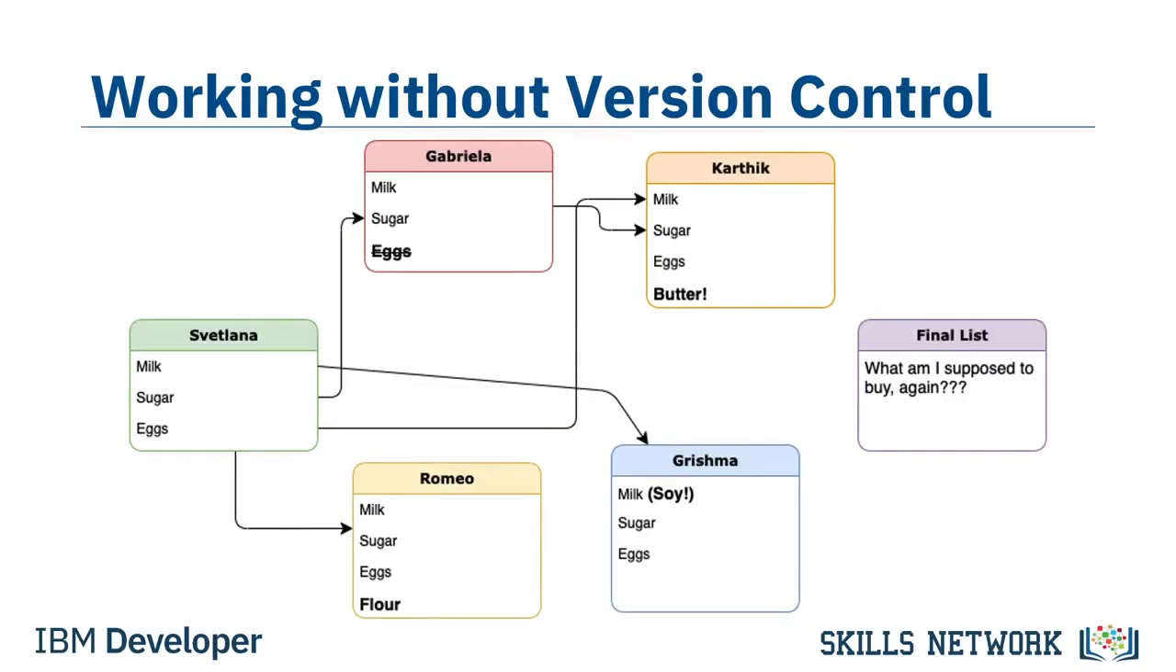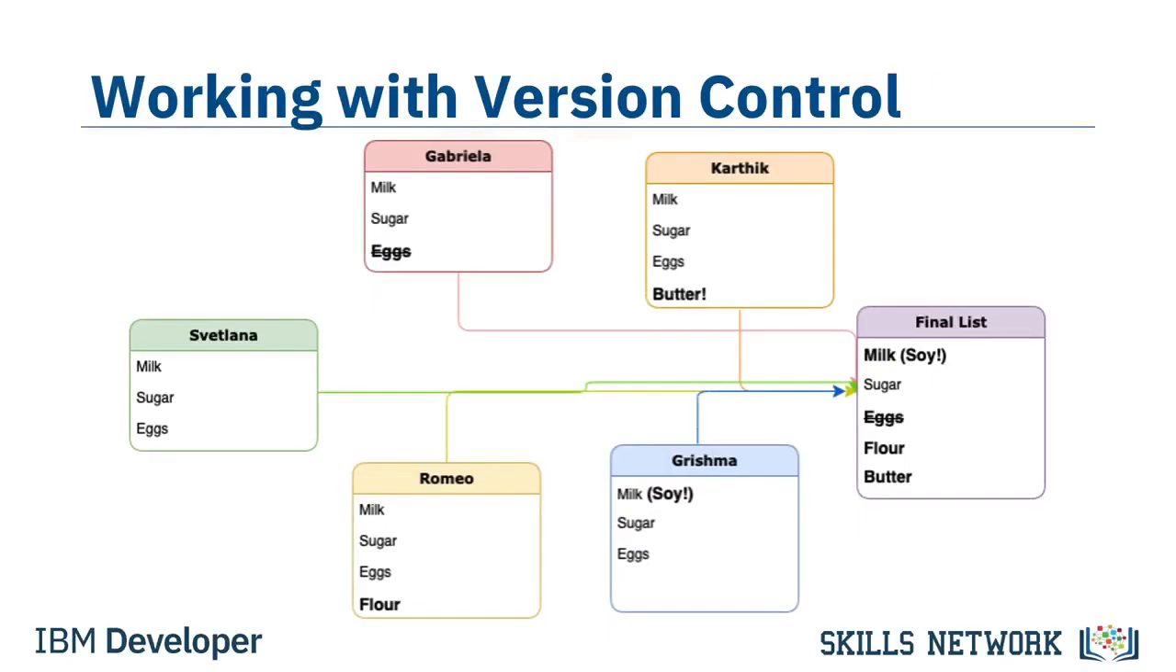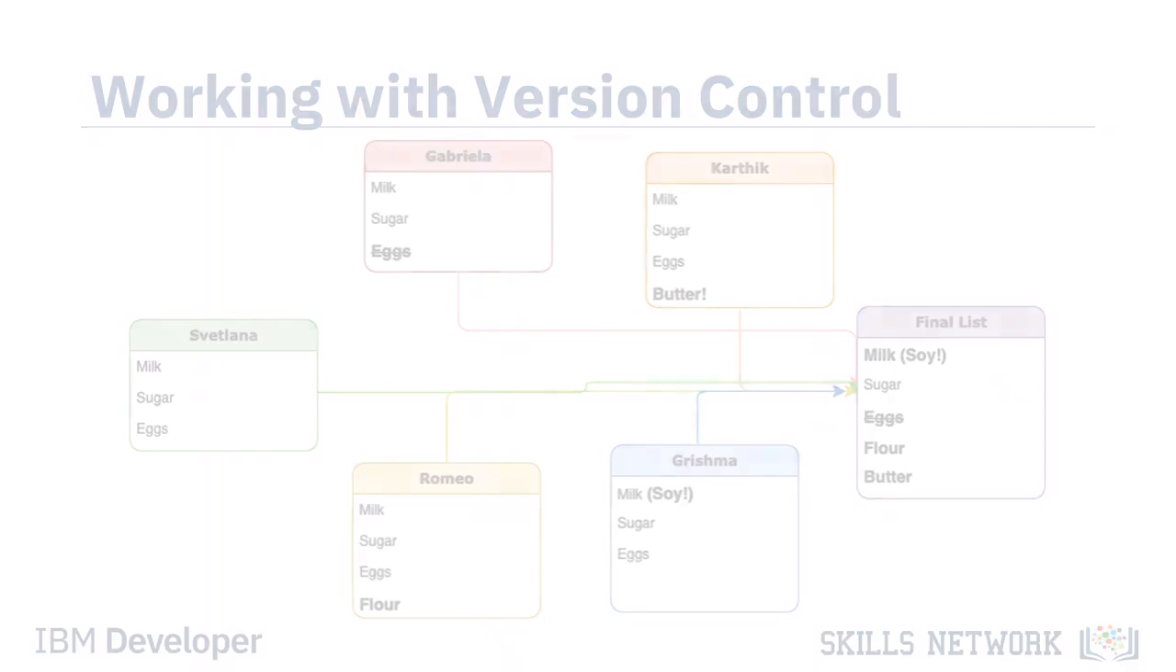Here is an example to illustrate how version control works. Let's say you've got a shopping list, and you want your roommates to confirm the things you need and add additional items. Without version control, you've got a big mess to clean up before you can go shopping. With version control, you know exactly what you need after everyone has contributed their ideas.